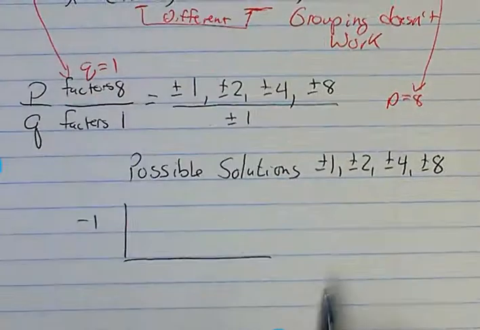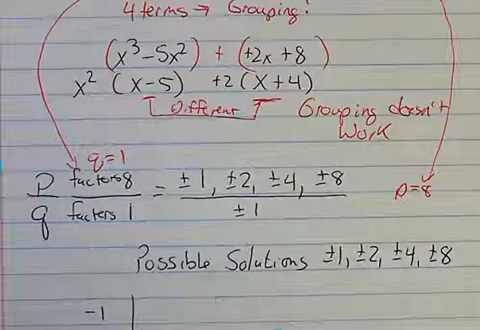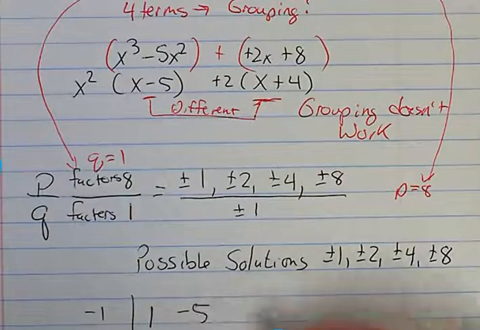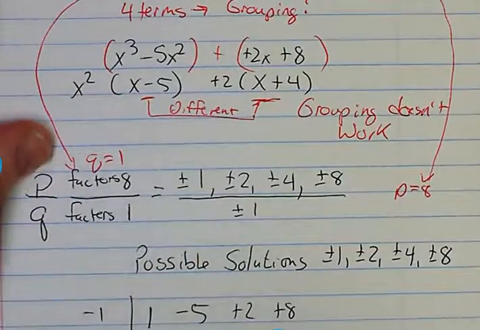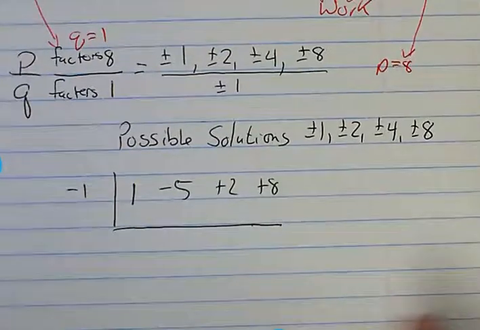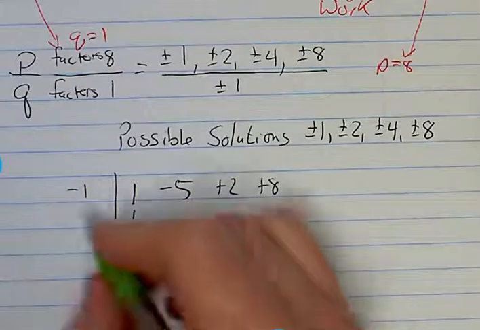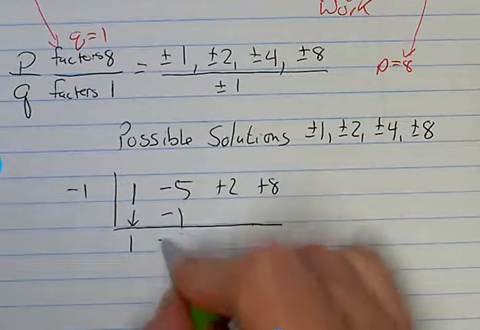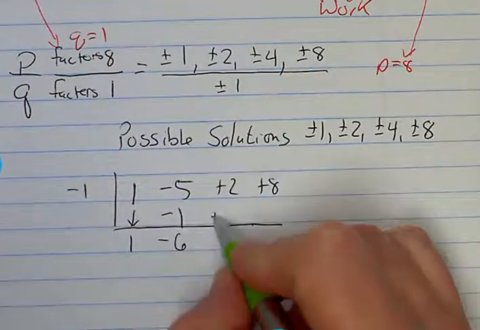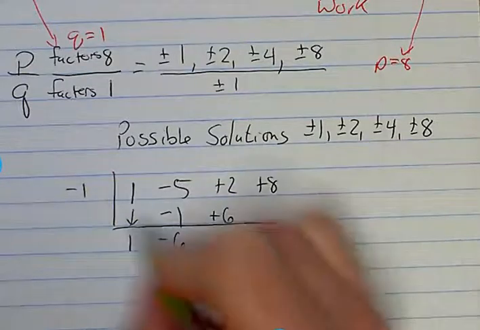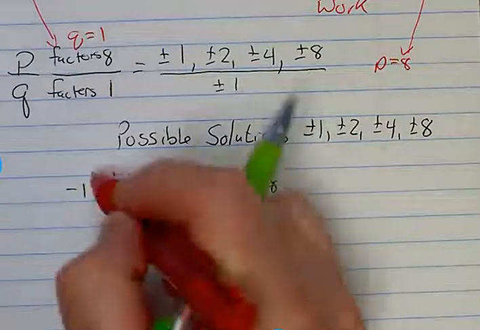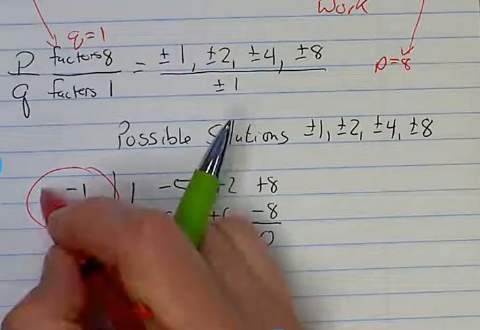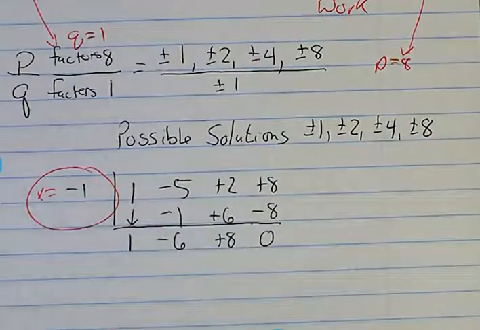And we had, pulling the terms back out here, 1, -5, positive 2, positive 8. -1 times 1 was -1. 6. Okay, so that meant that x equals -1 was one solution.